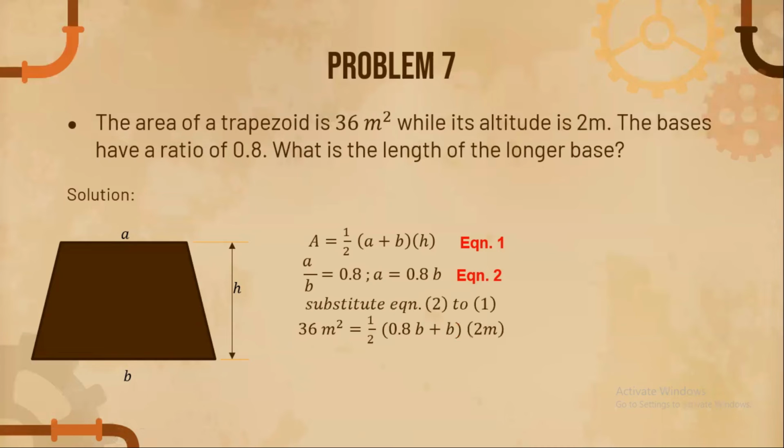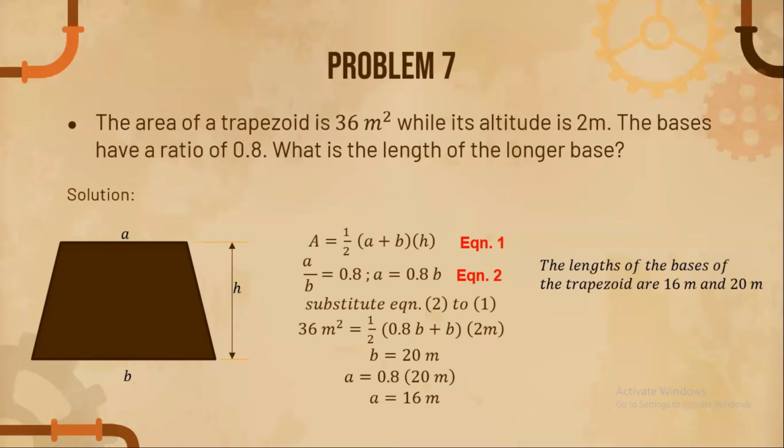So we have an area of 36 meters squared, which is equivalent to 1/2 quantity 0.8b plus b times 2. So the value for our first base is 20 meters. For the second base, substitute the value of b to our second equation and we get 16 meters. So the lengths of the bases of the trapezoid are 16 meters and 20 meters. But since we are looking for the length of the longer base, our answer is 20 meters.